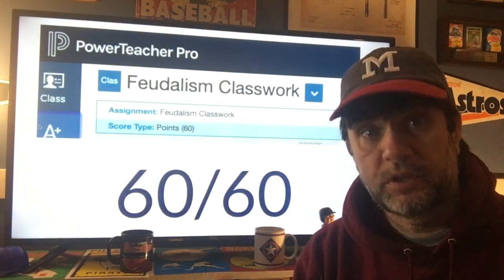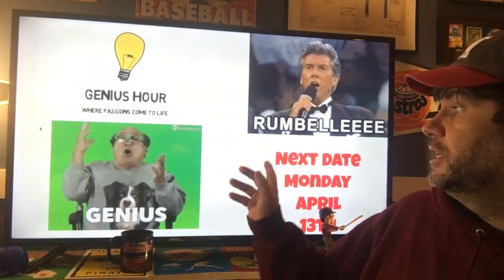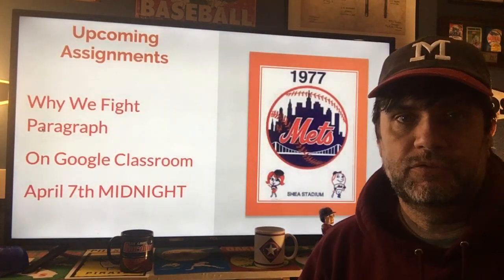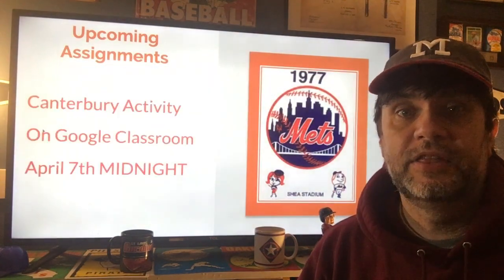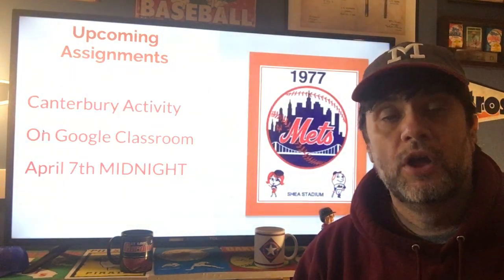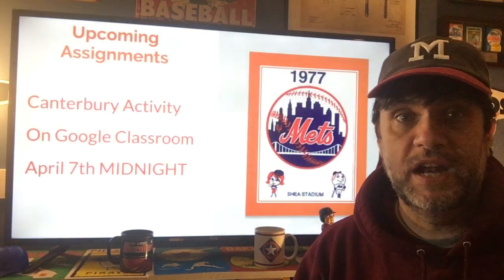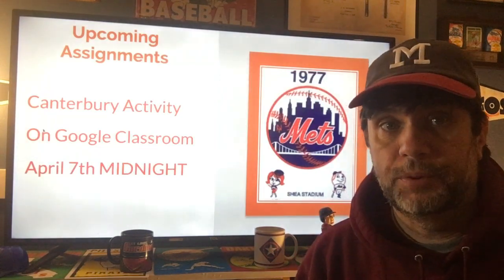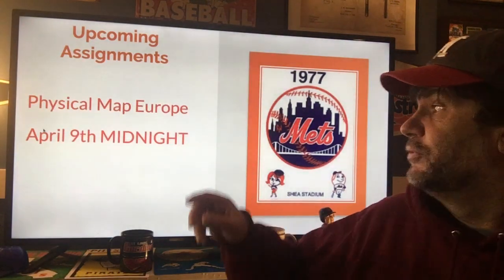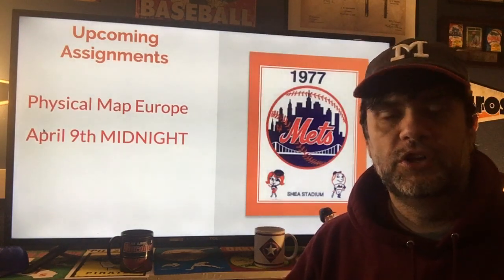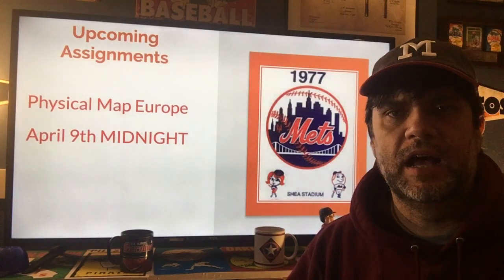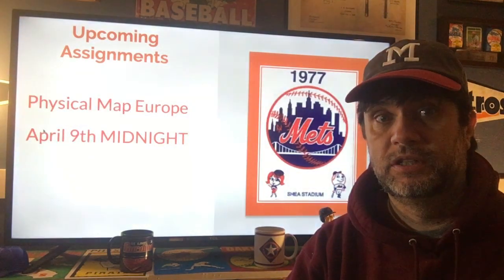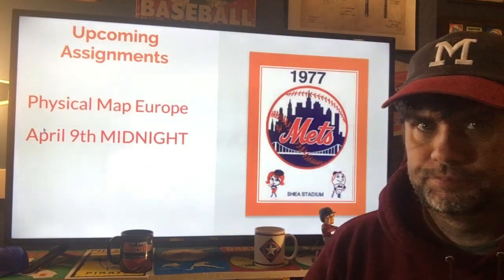All right, but if you still have a question, again, email me. Your next Genius Hour day will be next Monday, April 13th. The Why We Fight paragraph, about why people fight, and the Canterbury activity, which is the poem or the song, are both due tonight by midnight. We're going to start grading them after that time. Those 2 things are your first grades for the 4th marking period. The physical map of Europe will be due on April 9th. So you have some time. You don't have to get it all done today. By April 9th, if you can get that done, that would be great. That will be considered classwork, although you can do it over a several-day period.